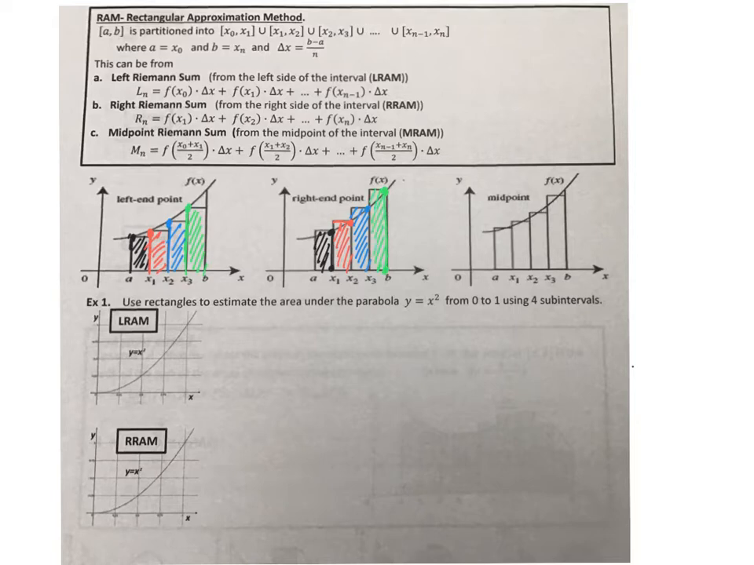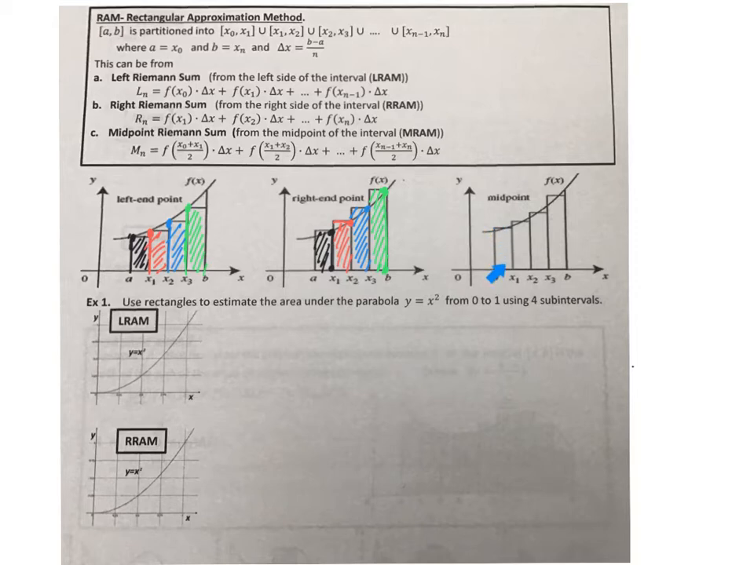So now if we add up these four rectangles, this is an overestimation because we're adding the little pieces extra when we do a right endpoint approximation. The third rectangular approximation method is going to be the midpoint. We're taking the average, adding the left and the right, and dividing by 2 to get the middle point.